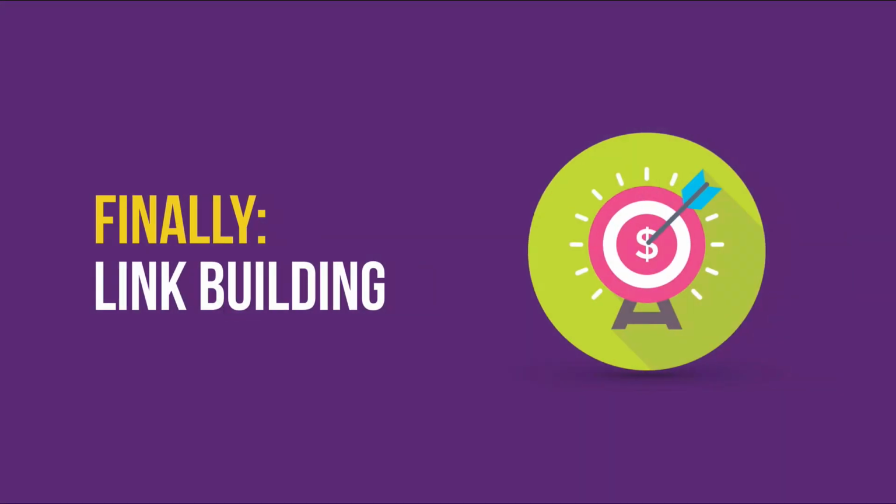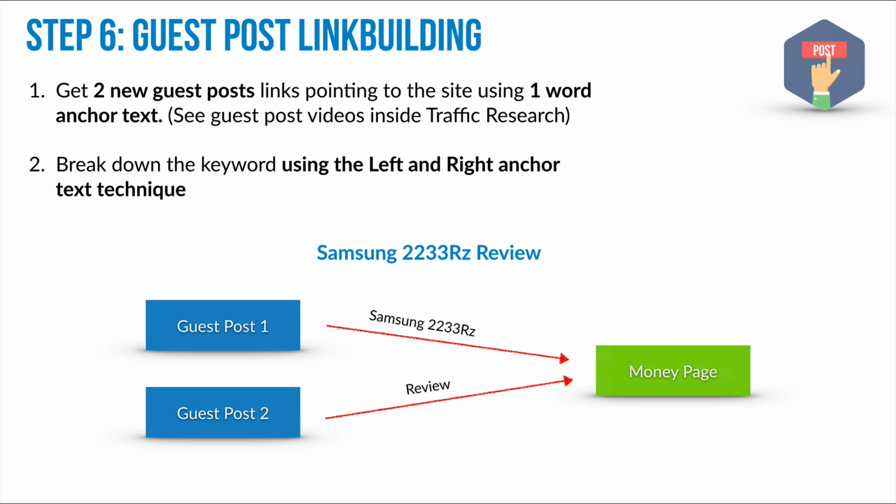So now we're set. Now finally we can start link building. What I'm going to recommend now is you build 2 new guest post links pointing to the page, and this time use one-word anchor text. You're going to want to see videos on Site Traffic Research on how to build guest posts. One of them, you could go to People Per Hour. There are different ways of building guest posts. I have Impossible Links. There are tons of ways of building guest posts. Pick whichever one you want.